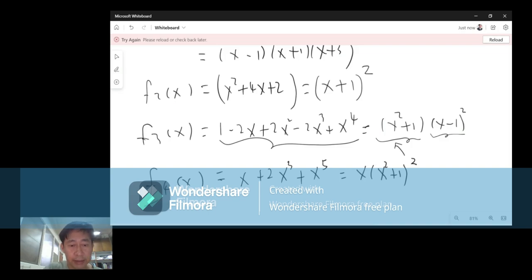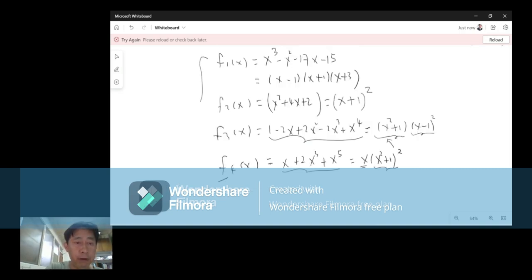Function 4 is another example of a polynomial of order 5, and it could be reduced to the product of 3 terms. The first term is a linear factor, and the second and the third terms are an irreducible quadratic factor that is repeated twice. Here, the 4 functions f1 until f4 are examples of polynomials that are reduced to combinations of linear factors or irreducible quadratic factors.